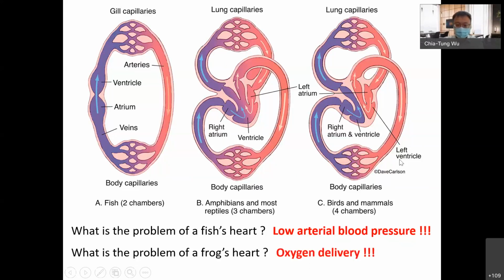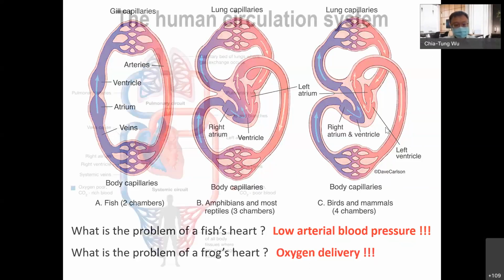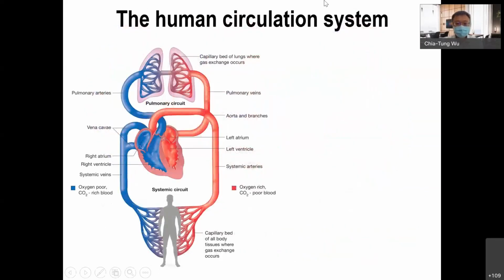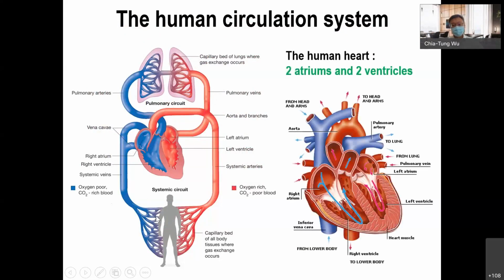So for the human heart and for birds, we have a circulation system like figure C. The human circulation system includes 2 separate circulations: a pulmonary circulation, for oxygen and carbon dioxide exchange, and another, the systemic circulation, to perfuse our vital organs. Since we have 2 atriums and 2 ventricles, we can totally separate the desaturated blood and the saturated blood.